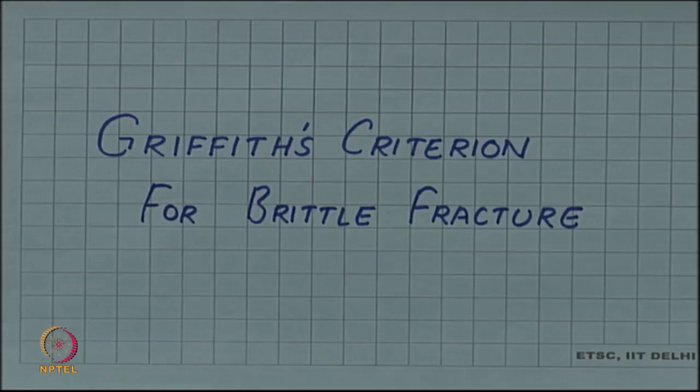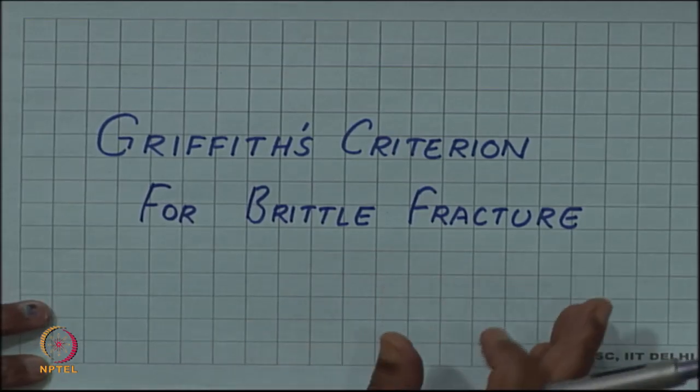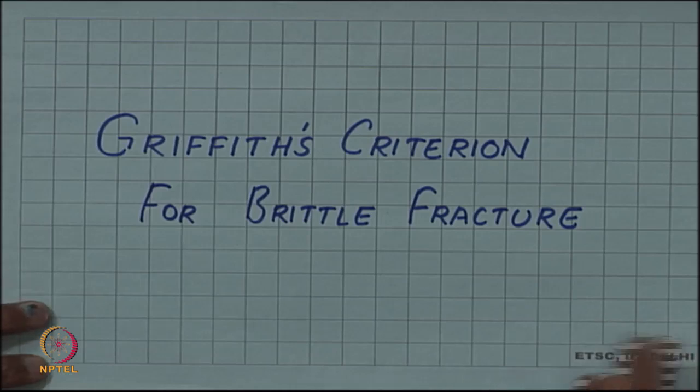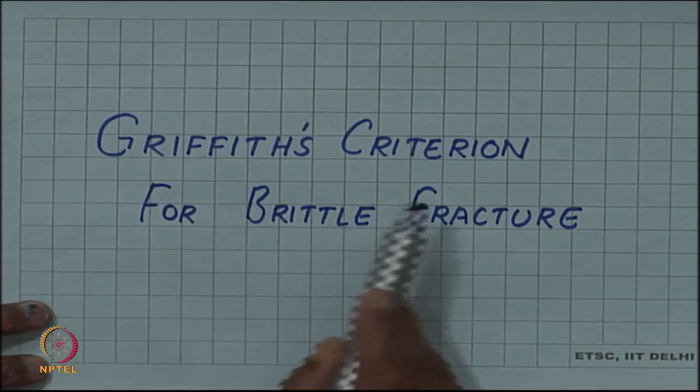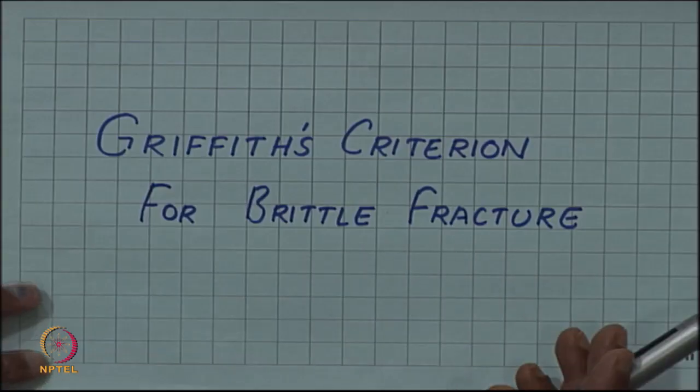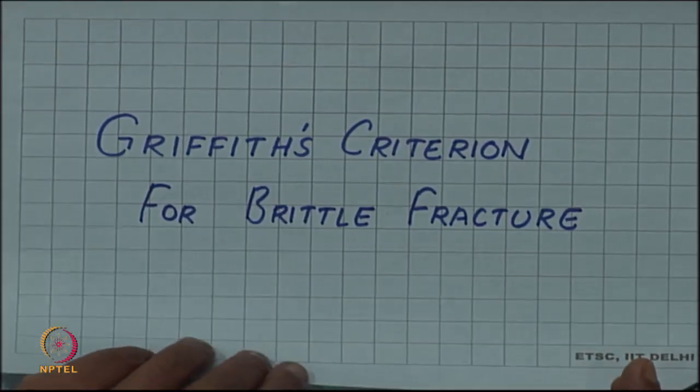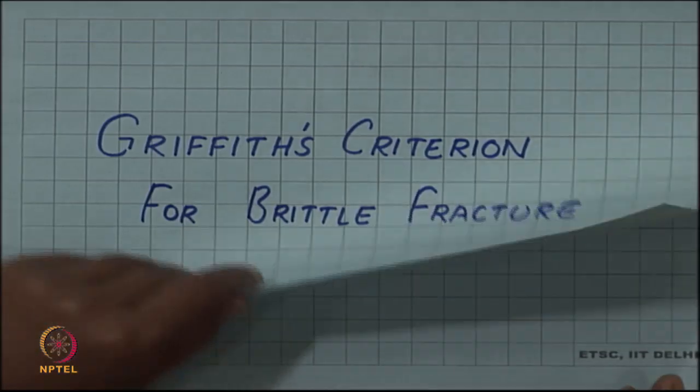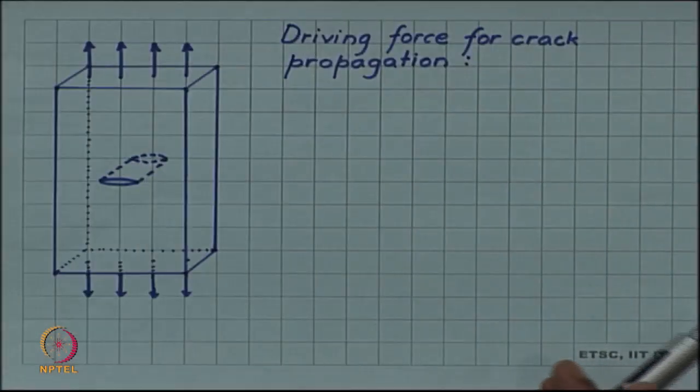We saw in the last video through experiments on paper that the fracture stress depends upon the crack size. We also saw that fracture stress depends upon material property, probably stiffness. The first person to establish a quantitative relationship between the fracture stress and these quantities, crack size and stiffness, was Griffith, and he did it for brittle fracture or brittle solids. It is known as Griffith's criterion for brittle fracture. So, we will try to establish this criterion in this video.